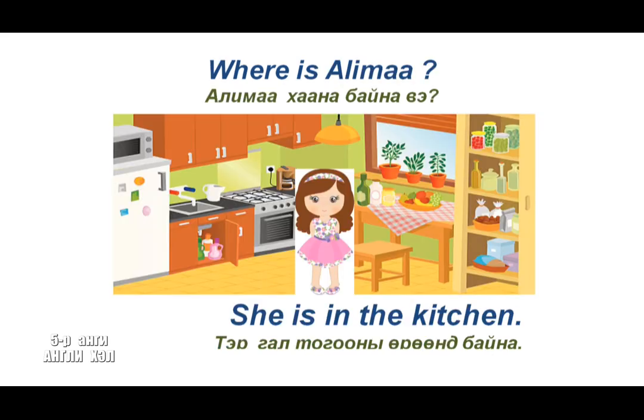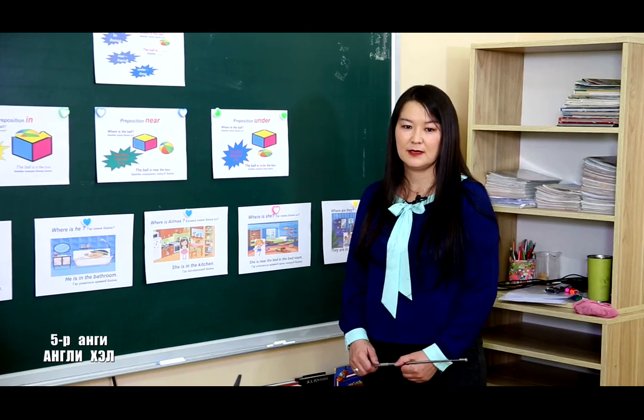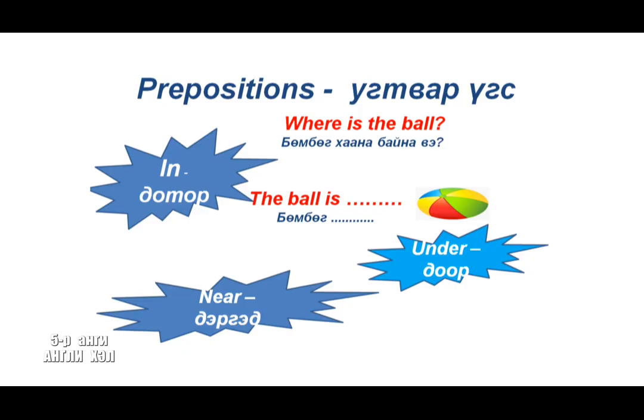Okay, where is Elma? Where is Elma? She's in the kitchen. She's in the kitchen. Where is Elma? She's in the kitchen. One more time. Where is Elma? She's in the kitchen. Okay, very good. Okay, let's repeat again.